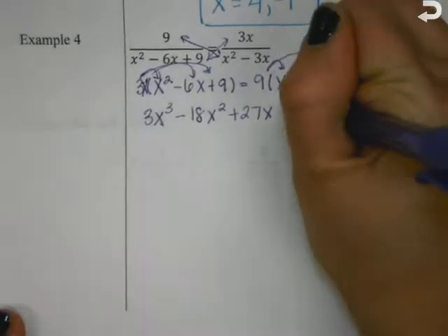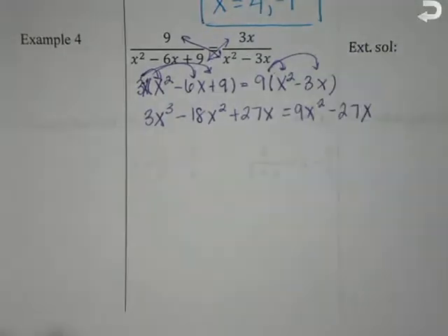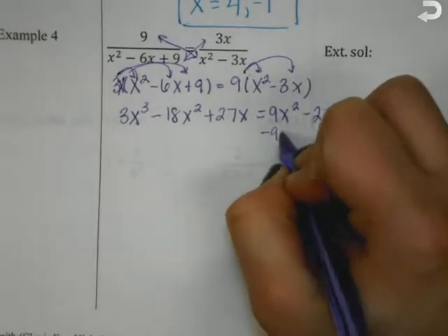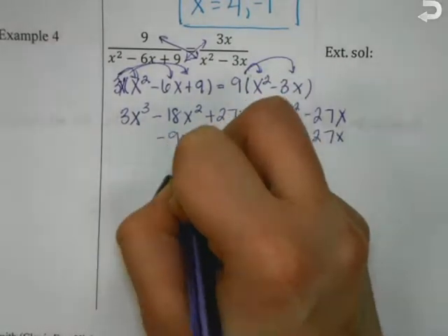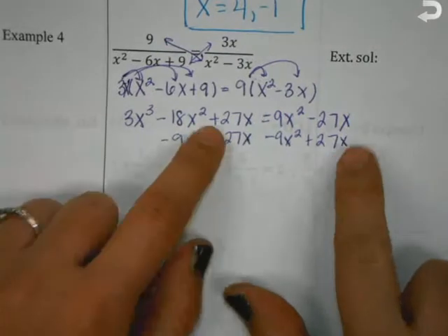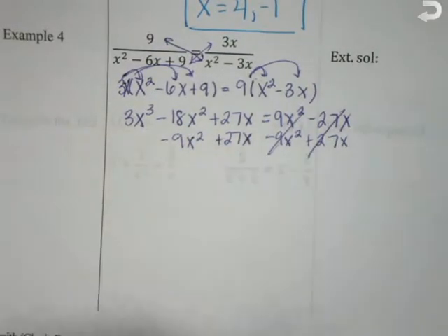Don't factor yet. We need to get everything over to one side first. So subtract 9x squared from both sides and add 27x to both sides. Don't they just cancel? No, because they're opposites, so you have to add to get rid of it. 27x plus 27x, that's negative 27x. This one was a negative. These, yes, they cancel to 0.